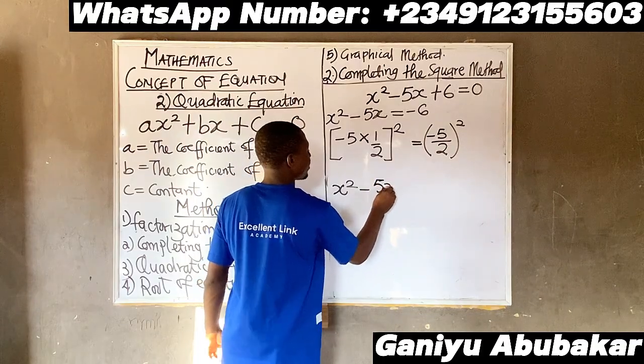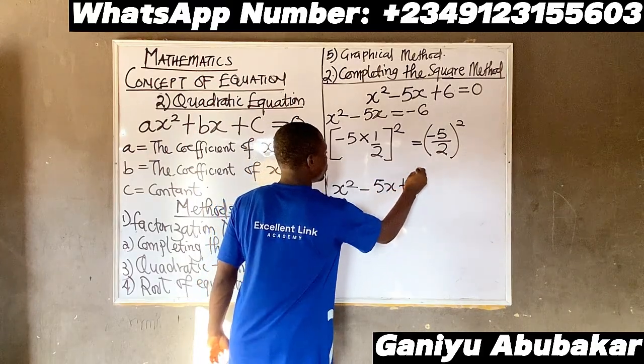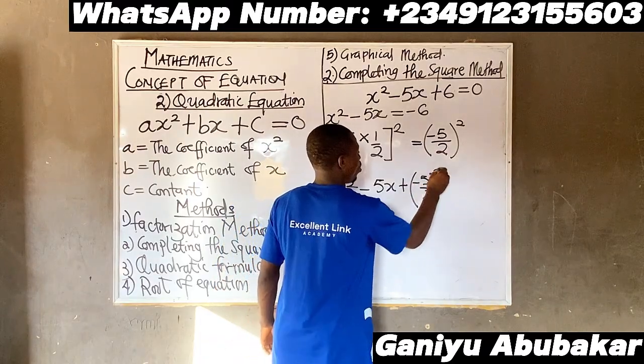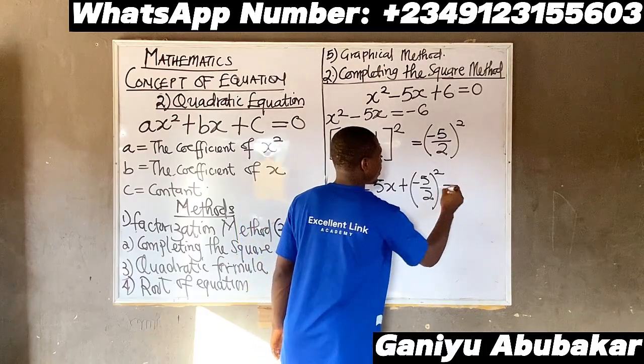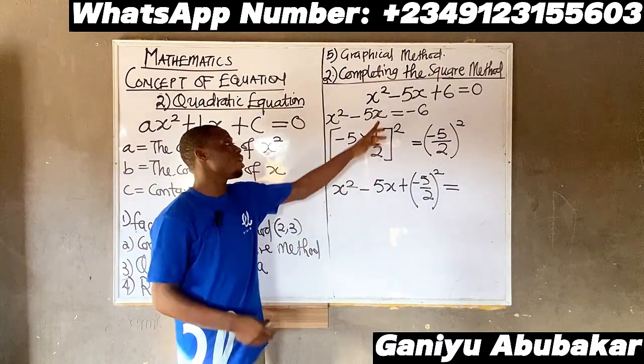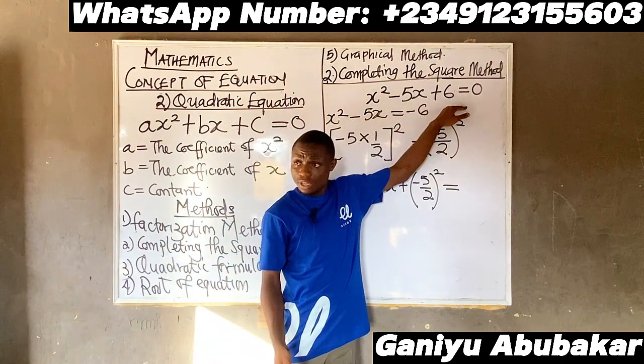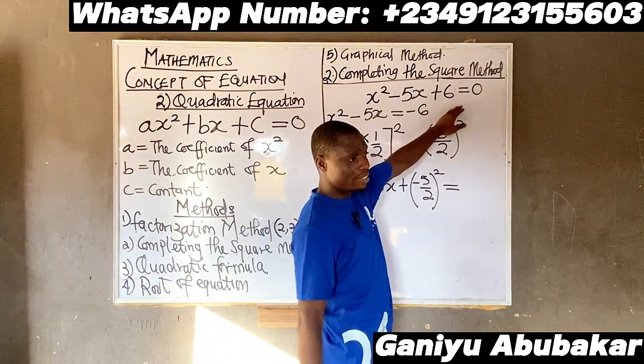Minus 5x, of course, plus, we said add it to what? Both sides, minus 5 over 2, all squared, equals. I have two sides in this equation: the left side and the right side.